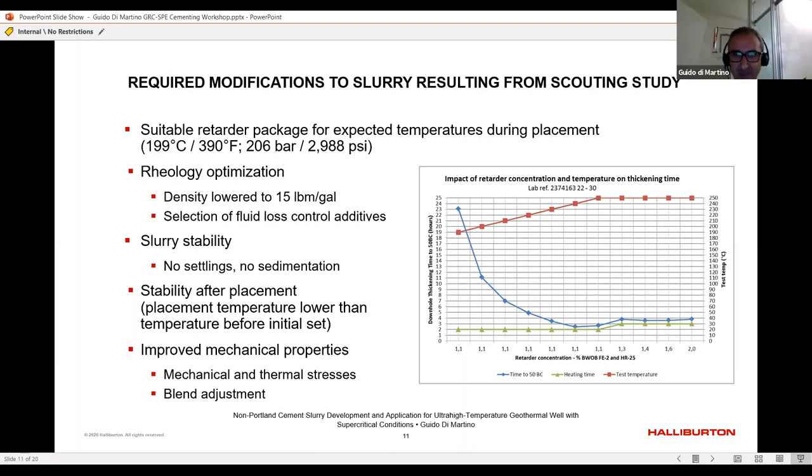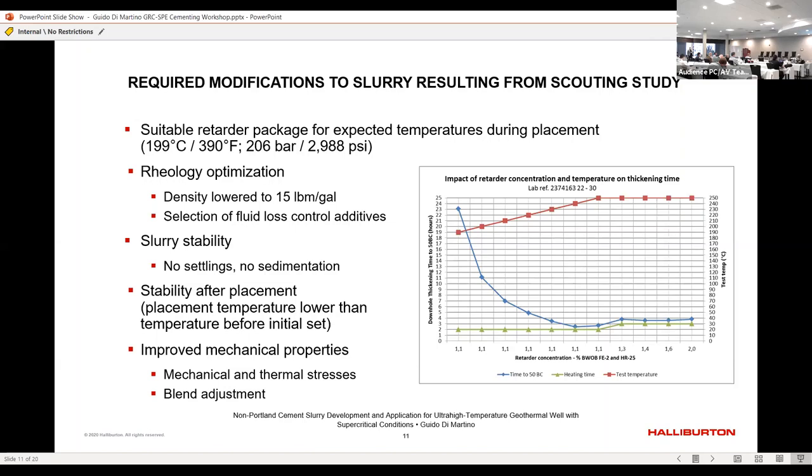One sec, Martino. One more question, please. Was this a long string? Was this cemented back to surface? Yes. The liner was cemented, and after that, with the same slurry design, with the same calcium aluminate phosphate cement, it was cemented with a tie back to surface. Then it was cemented to surface, yes.